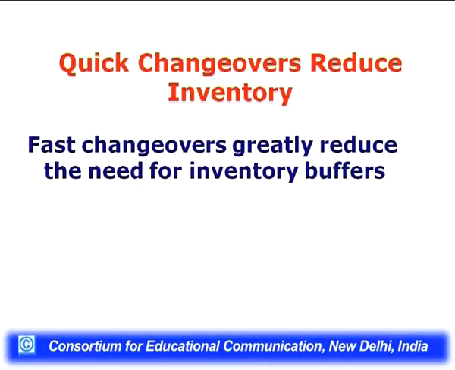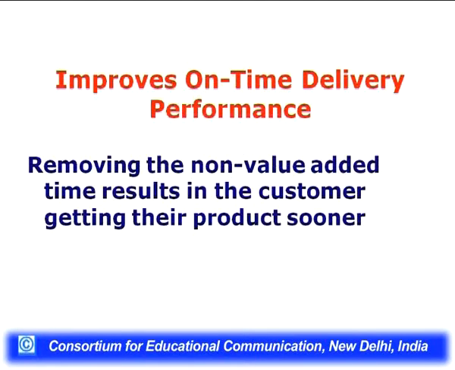Quick changeovers reduce inventory. Fast changeovers greatly reduce the need for inventory buffers. Removing the non-value added time results in the customer getting their product sooner. If the machine is not sitting idle, it is producing, and the customers will get the product very fast.